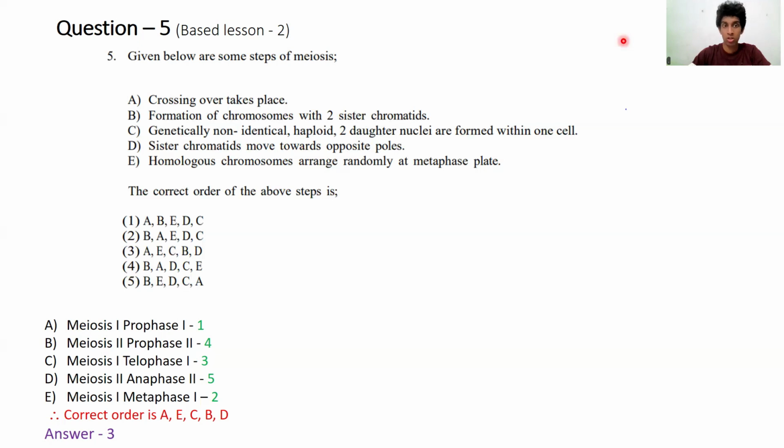During anaphase 1, homologous chromosomes move towards opposite poles, but during anaphase 2, sister chromatids move towards opposite poles. E. Homologous chromosomes arrange randomly at metaphase plane. So it occurs during metaphase 1. So the correct order will be prophase 1, metaphase 1, telophase 1, prophase 2, and anaphase 2. So accordingly, the correct order is A, E, C, B, and D. So therefore, the correct answer is 3.